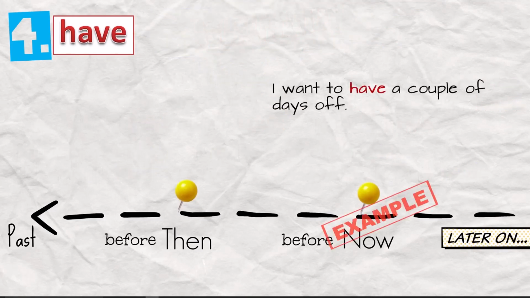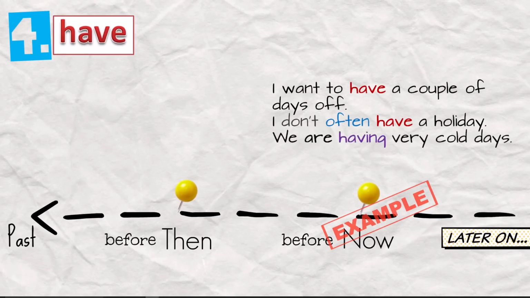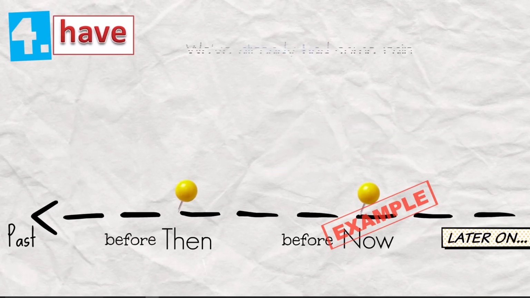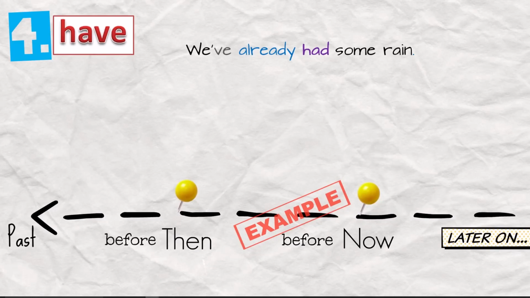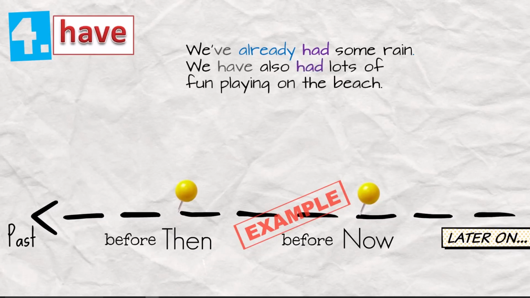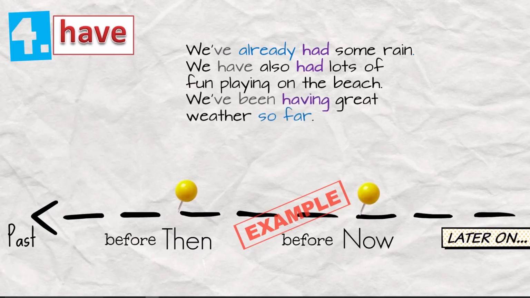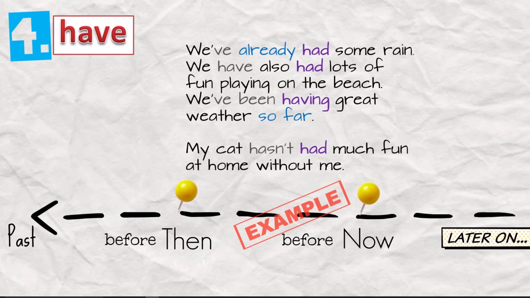I want to have a couple of days off. I don't often have a holiday. We are having very cold days. My cat has a day off every day. We've already had some rain. We have also had lots of fun playing on the beach. We've been having great weather so far. My cat hasn't had much fun at home without me.